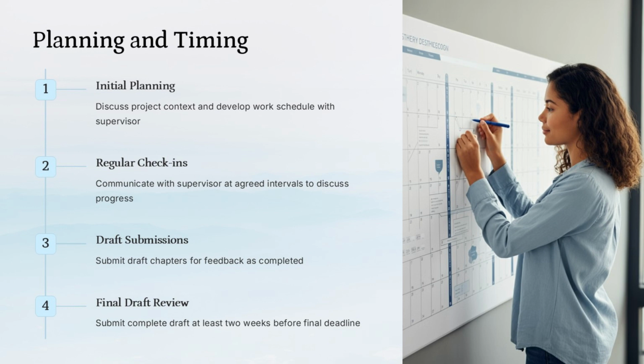Draft submissions. Submit draft chapters for feedback as you complete them. Final draft review. Submit a complete draft at least 2 weeks before the final deadline. Emphasize the importance of proactive planning, regular communication, and allowing enough time for feedback and revisions. Encourage the audience to work closely with their supervisor throughout the process.